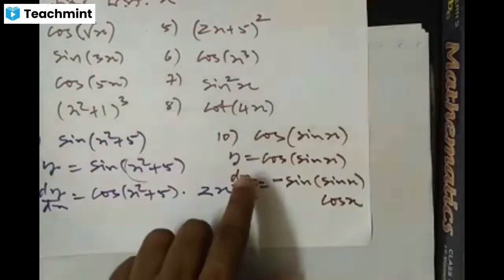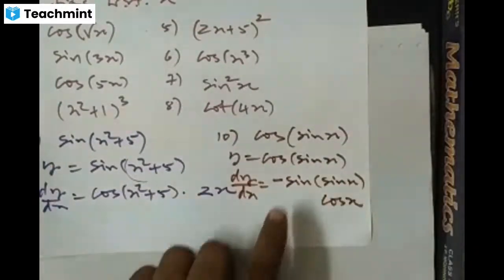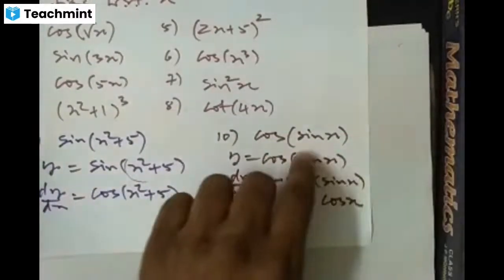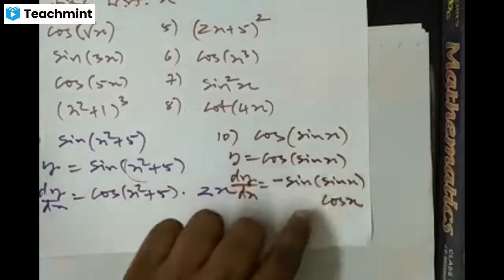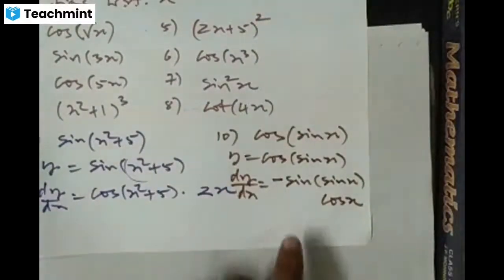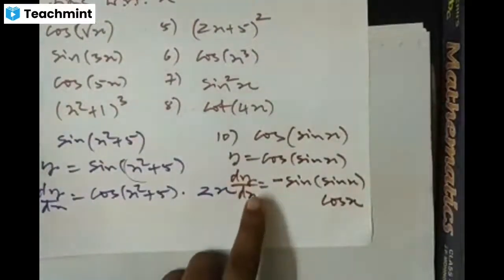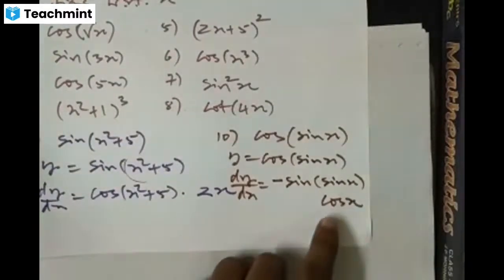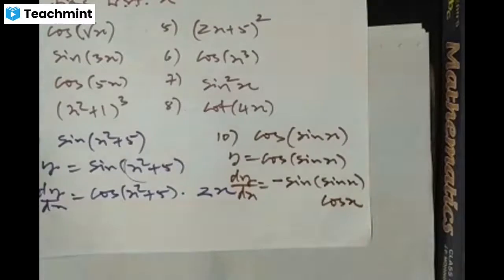So given function is cos of sin x. The derivative of cos x is minus sin x, but in place of x we have the function sin x. You have to differentiate that function also. So dy by dx is negative sin of sin x into cos x, correct?